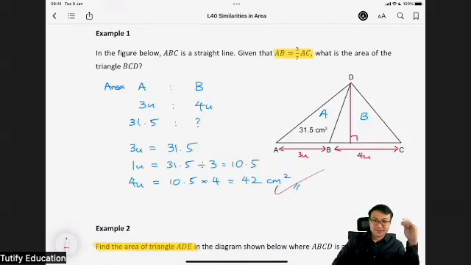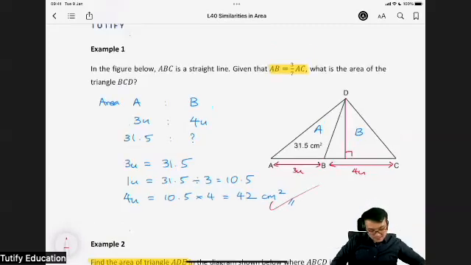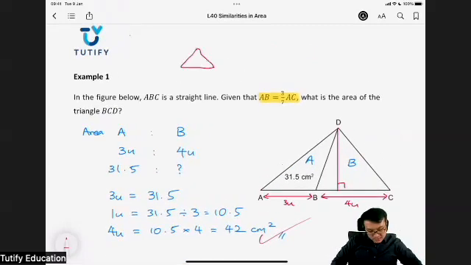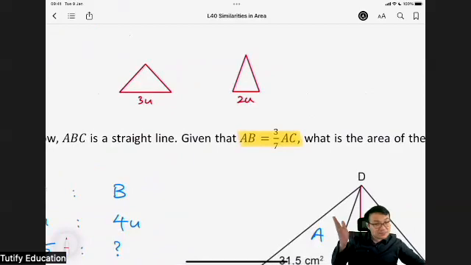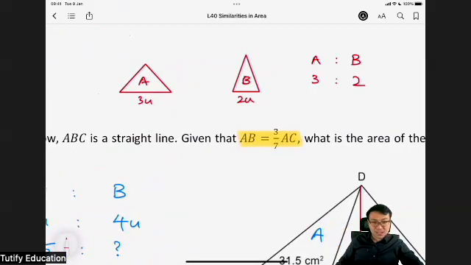Okay, so students, what is the most important thing here? It does not mean that if I draw one triangle here, then I draw another triangle here, and I tell you that this is 3 and this is, let's say, 2, that for any random triangle you can just say that the area is 3 units and 2 units. You cannot just do this for any triangle.